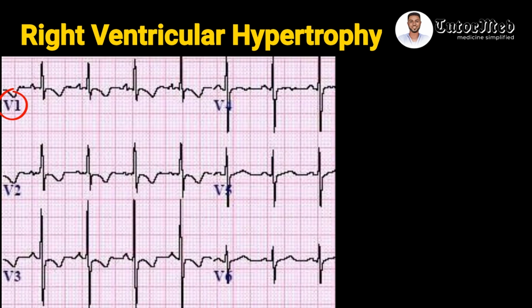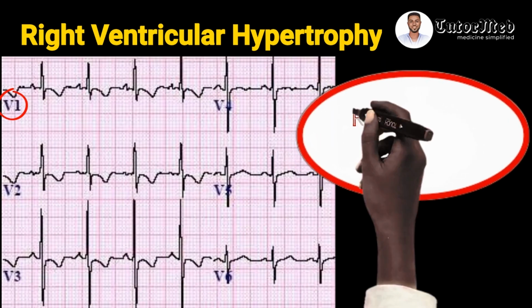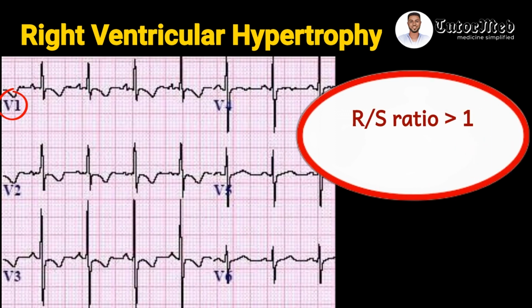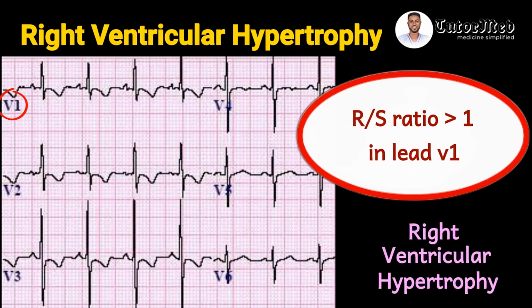And so in right ventricular hypertrophy, the R wave becomes more than the S wave. So we have the reverse. And so the RS ratio is more than 1 in lead V1. And that indicates right ventricular hypertrophy. So if you want to know whether a patient has right ventricular hypertrophy, check the QRS complex in lead V1, and then do the R to S ratio. If it's more than 1, then we have right ventricular hypertrophy.